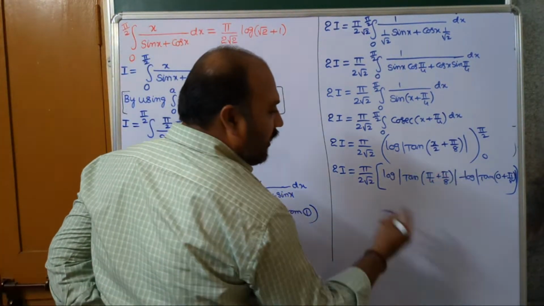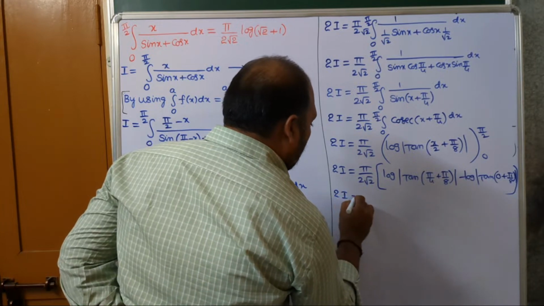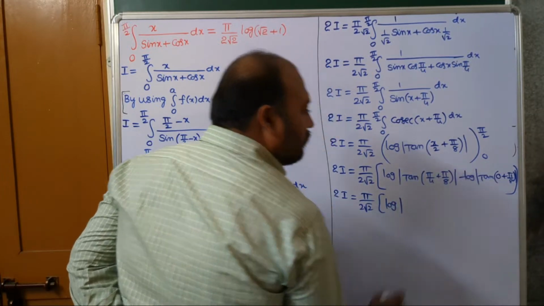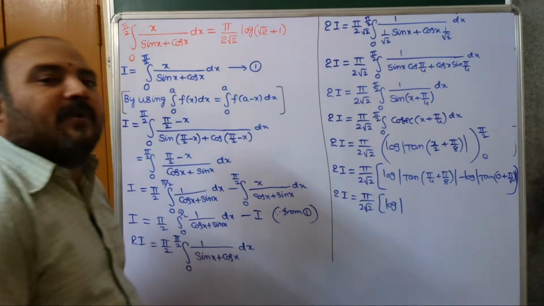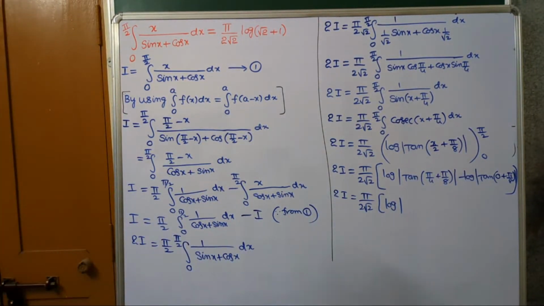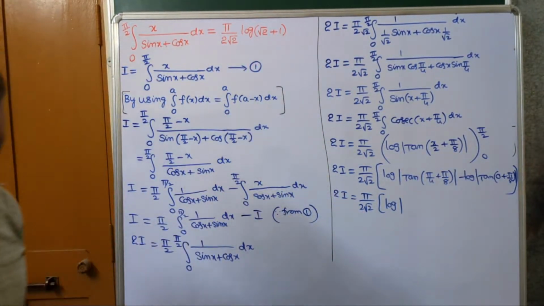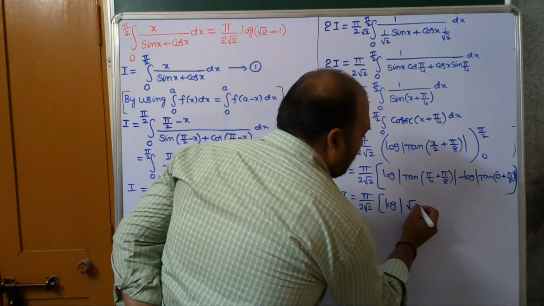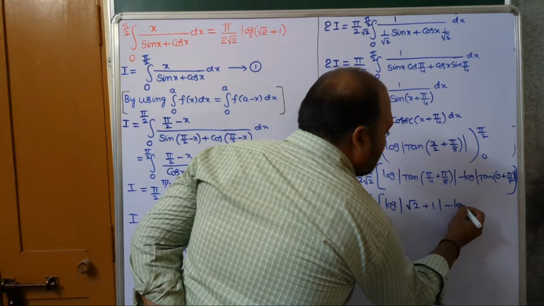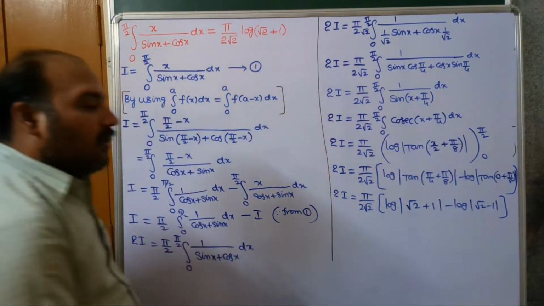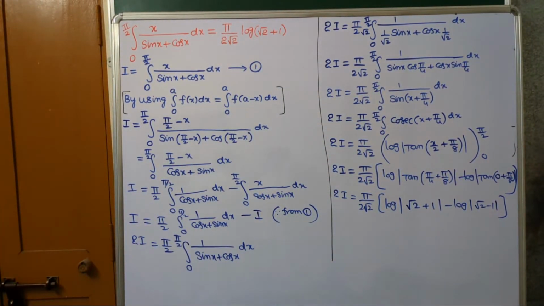These two also will simplify and we will move on. 2I is equal to pi by 2 root 2 log tan pi by 4 plus pi by 8, which is root 2 plus 1, minus tan pi by 8, which is root 2 minus 1. We'll do that in the next step, dear students. I'll rub this except the last step.